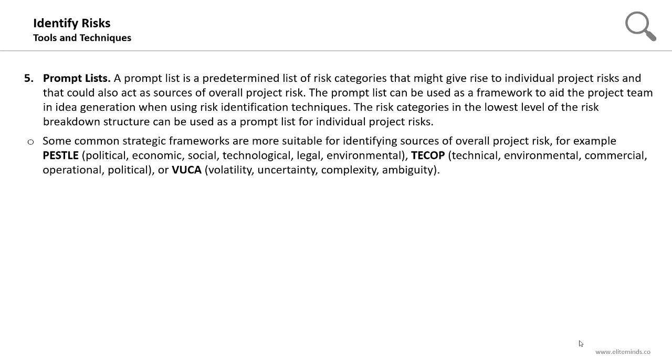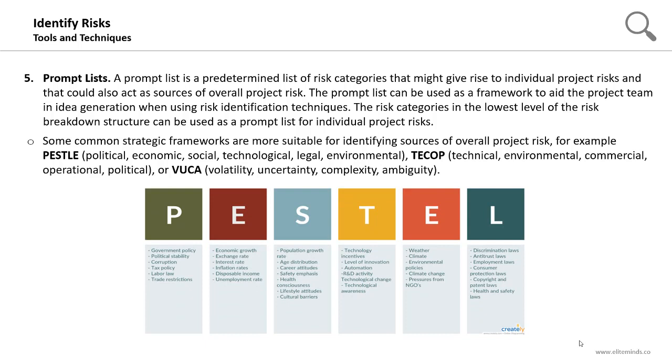Some common strategic frameworks are more suitable for identifying sources of overall project risk. For example, one of the most popular ones is the PESTLE. P refers to political category, E for economic, S for social, T for technological, L for legal, and E for environmental. TCOP is another prompt list, T for technical, E for environmental, C for commercial, O for operational, and P for political. Or VUCA, V for volatility, U for uncertainty, C for complexity, and A for ambiguity. These are examples of prompt lists, and here is the PESTLE prompt list listing the key risk categories under each of these letters or main categories. Like looking at the environmental, you have the weather, the climate, the policies, the climate change, the pressures from NGOs, and so on. So by looking at such prompt lists, you can identify additional risks for your projects.